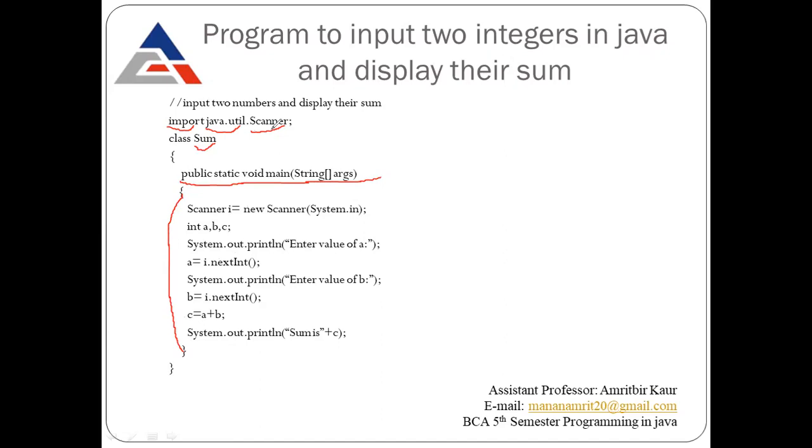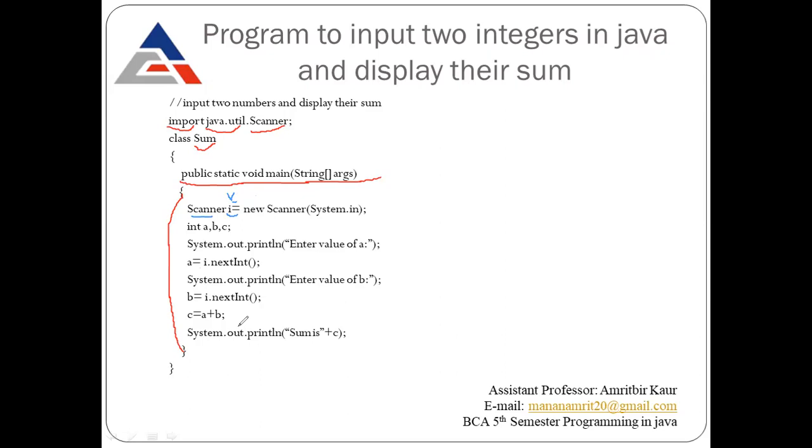So Scanner is a class. Firstly, we will create an object of the class. And for creating an object of a class, firstly we will write the name of the class. Scanner is the class name, then the object name, and here we want to create an object i. You can use any name for your object as per your choice. Here I am using i for the object.